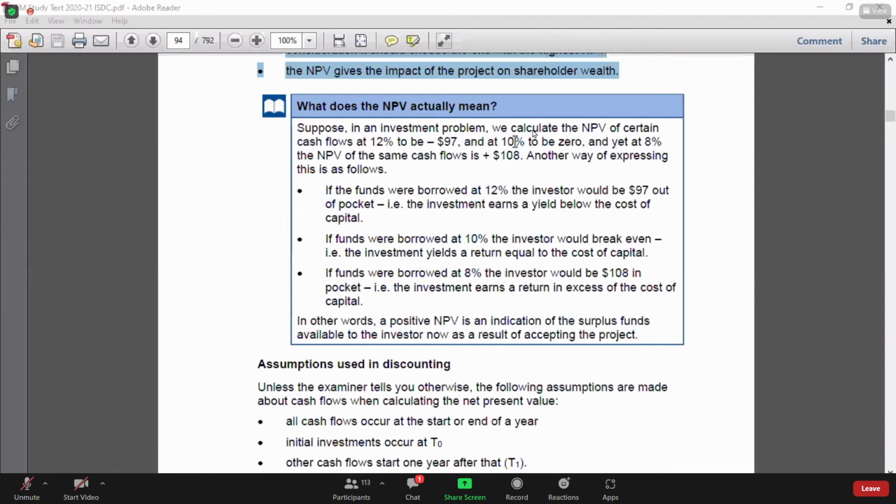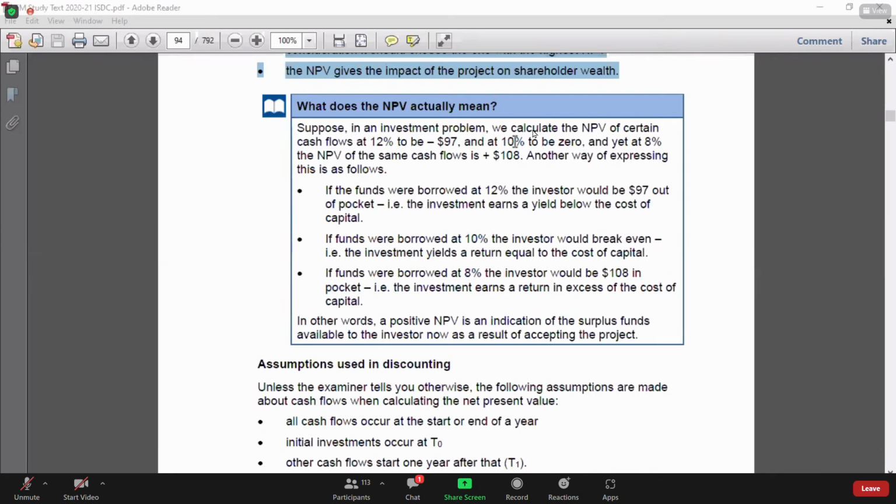So in order to make the project viable, you always prefer to borrow the funds at the least rate of interest. It means you need to always focus on minimizing your cost of capital. So if the funds were borrowed at 12%, the investor would be 97 out of pocket, a negative effect. The investment earns a yield below the cost of capital.